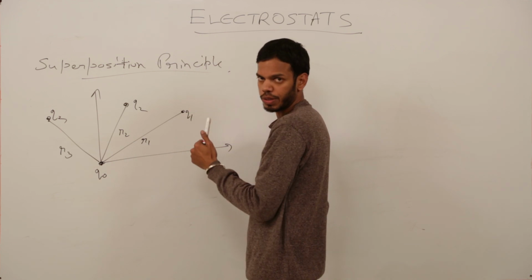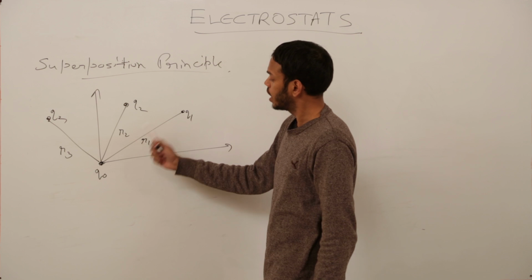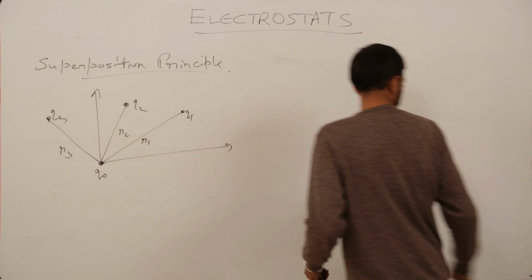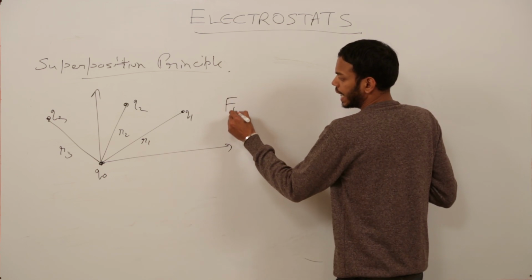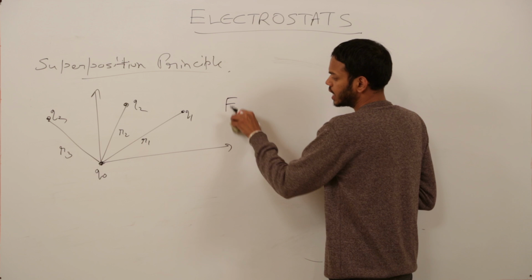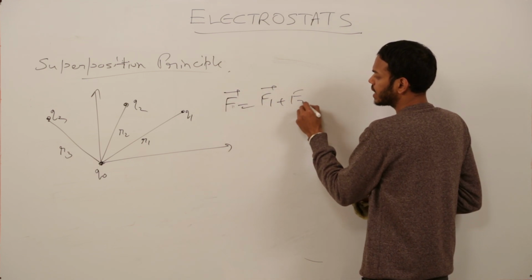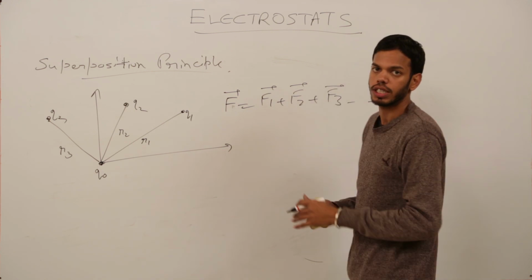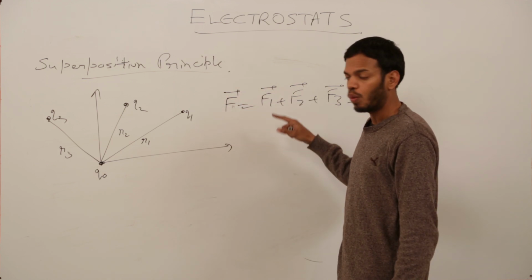Again, the superposition principle states that the net force on a charge due to a group of charges is always equal to the vector sum of individual forces. That is, F would be equal to F1 plus F2 plus F3 and so on if there are more charges. When there is vector addition, what do we do?